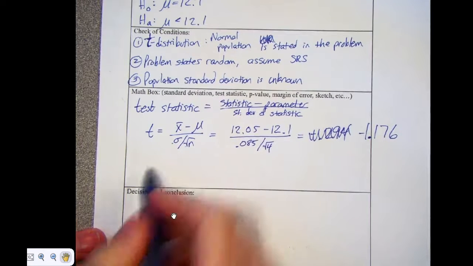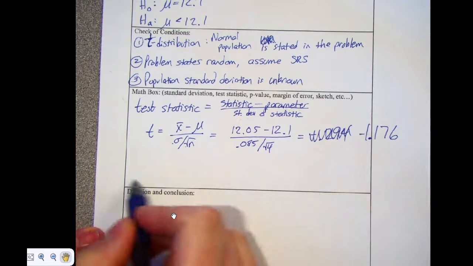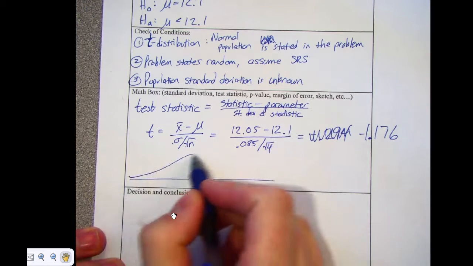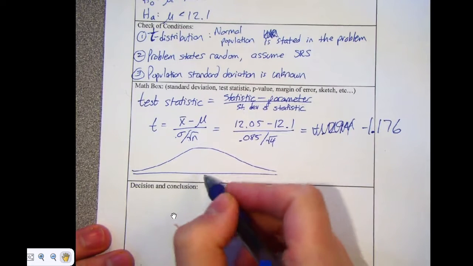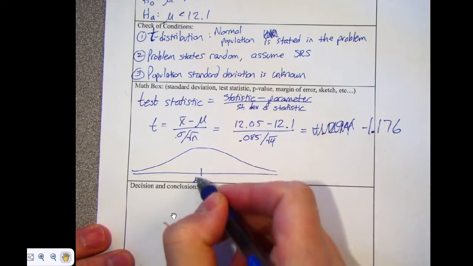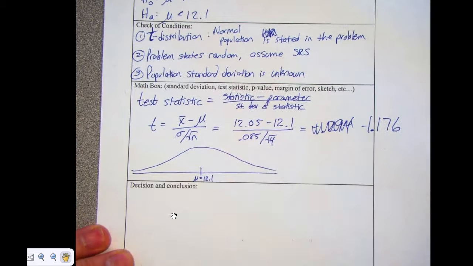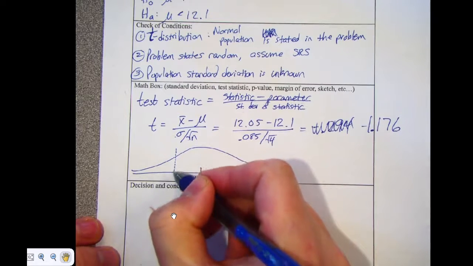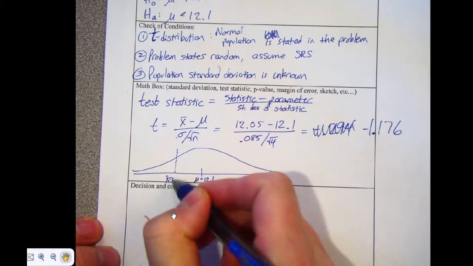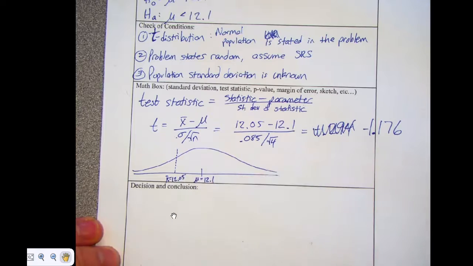Okay, so I'm going to sketch this, and you do want to sketch these on your paper. The sketch is part of the answer. So I'm going to say mu equals 12.1. That goes in the middle there. Over here is where my sample was. So x bar in this case is 12.05. Is that big enough for you guys to see?